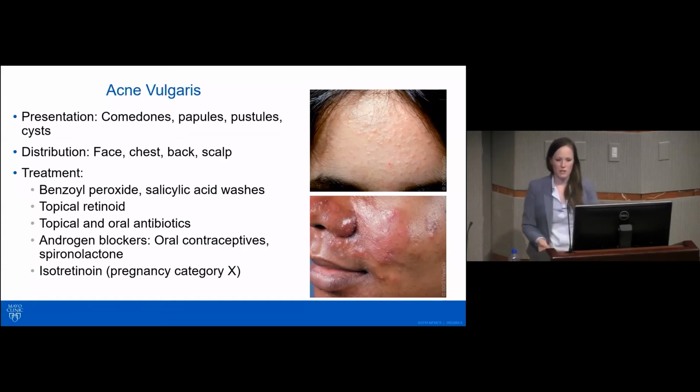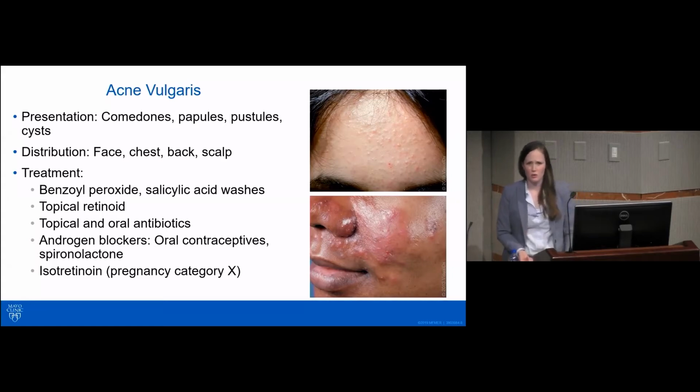You can use medications that decrease androgens like oral contraceptives or spironolactone. You can use topical or oral antibiotics. You can use low-dose doxycycline for anti-inflammatory effects. And then also topical retinoids or salicylic acid can help reduce the keratinization process that forms the comedones and starts this disease process.